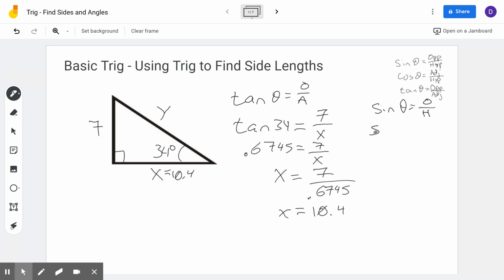Now your angle is 34 degrees, so the sine of 34 degrees equals my opposite, which is 7, over my hypotenuse, which is y. I'm going to go ahead and swap them now. Y equals 7 over sine 34. So y equals 7 over, what is the sine of 34 degrees? 0.5592. So do 7 divided by 0.5592.